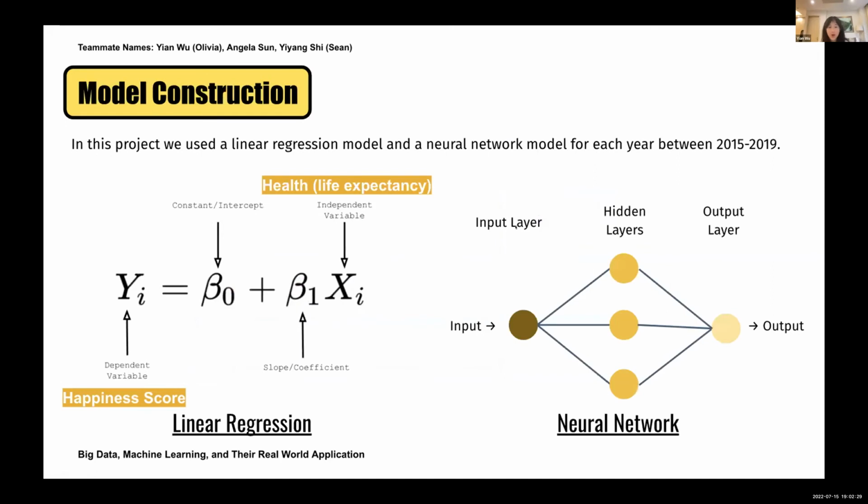So in this project, we used a linear regression model and a neural network model for each year between 2015 to 2019. First, here is the basic formula for the linear regression model. As mentioned before, we aim to compare the relationship between happiness and health. So these were the two variables. More specifically, the happiness score is the dependent variable which changes according to the health, the independent variable.